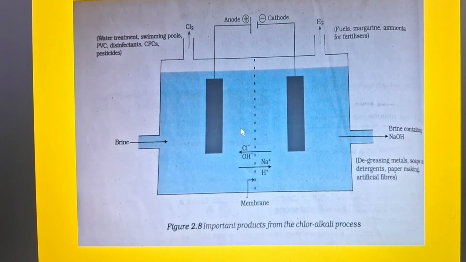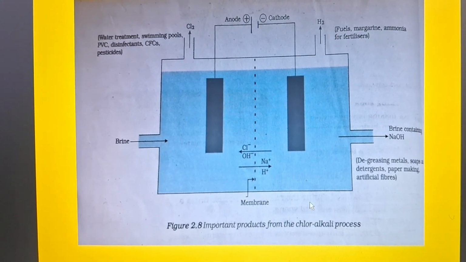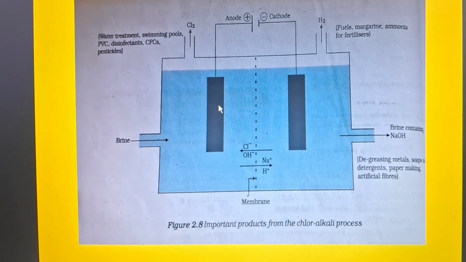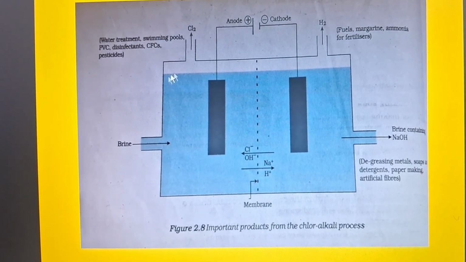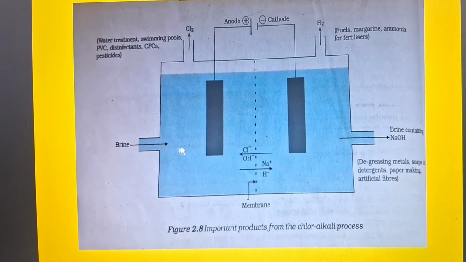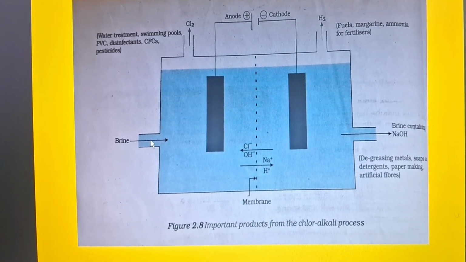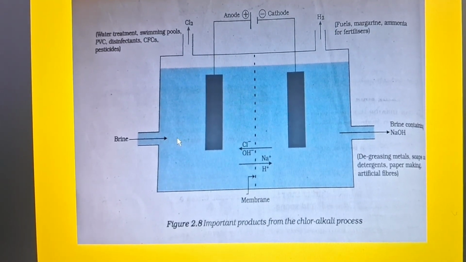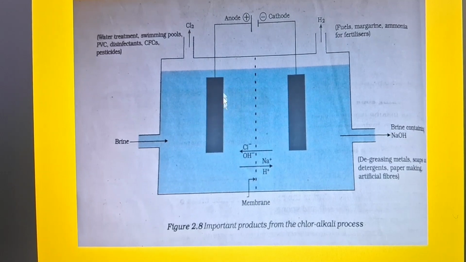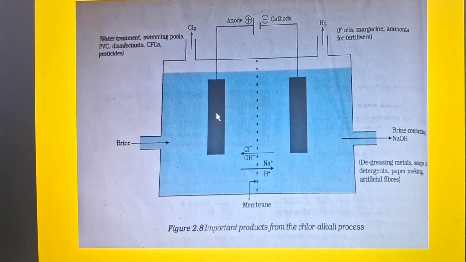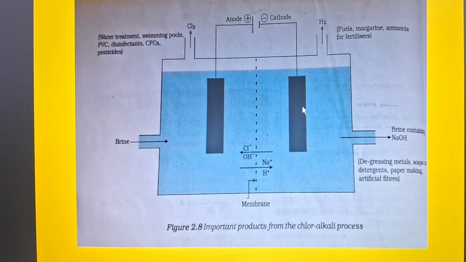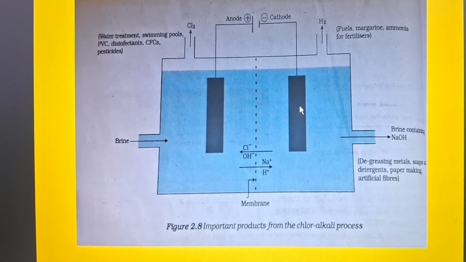This is a picture of the chlor-alkali process. Now what is this chlor-alkali process? It's a process by which sodium hydroxide is formed. Now see this setup. Actually, brine solution is taken inside. Brine means an aqueous sodium chloride solution. Now here you can see two electrodes. One is the anode and another is the cathode. Anode is a positively charged electrode while cathode is a negatively charged electrode.